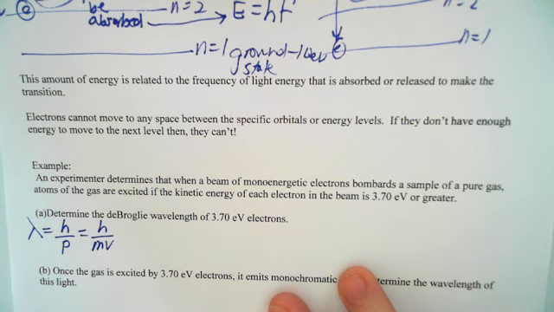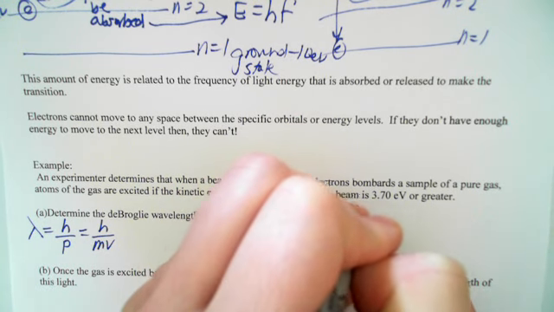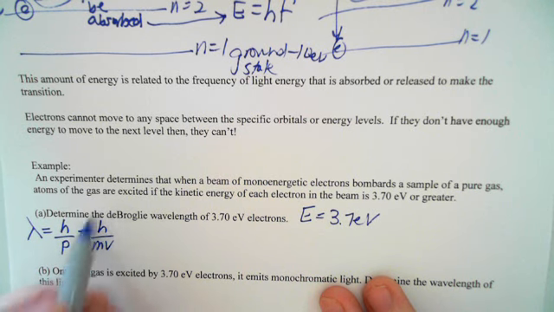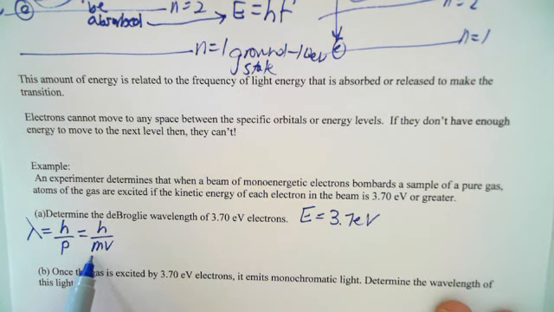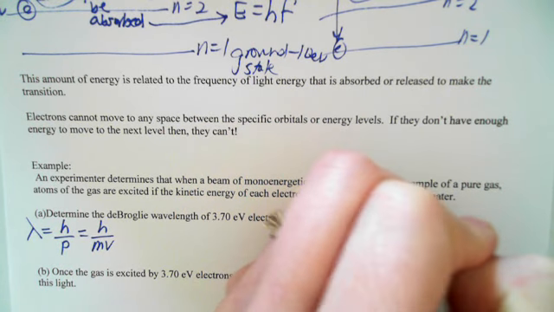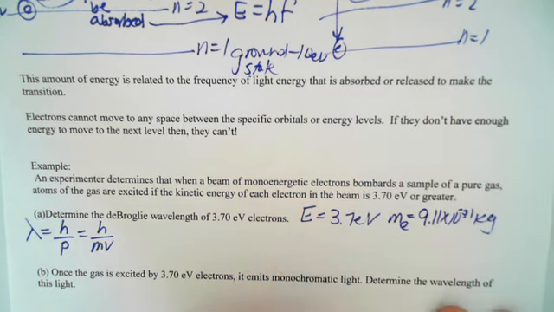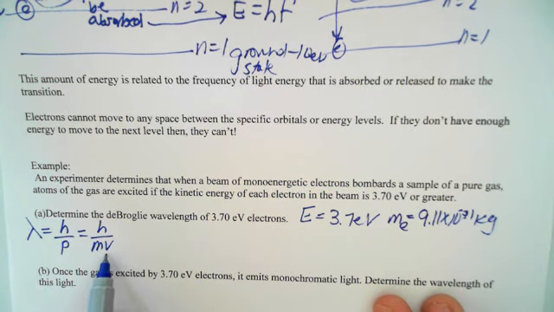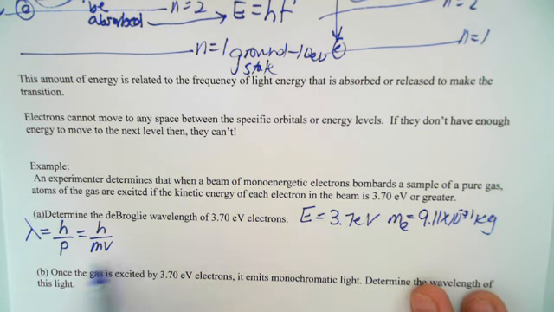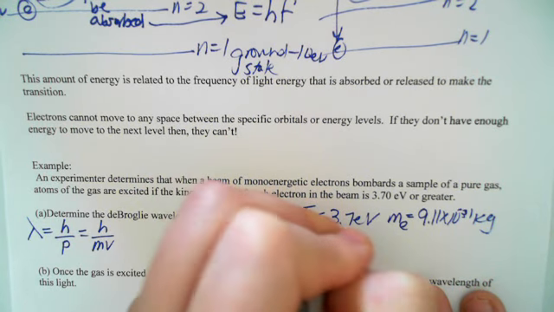So let's see. We know how much energy: 3.7 electron volts. So what we need here, we know Planck's constant. We know the mass of an electron. You know that, 9.11 times 10 to the minus 31st kilograms. Velocity. Ooh, how do we find the speed of an electron? Well, we have its energy. All right, guys, what equation relates energy and speed? You know this. Kinetic energy.